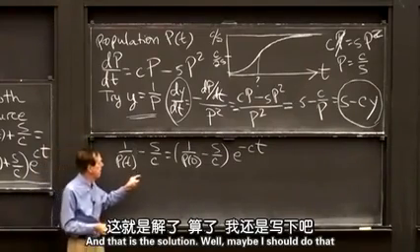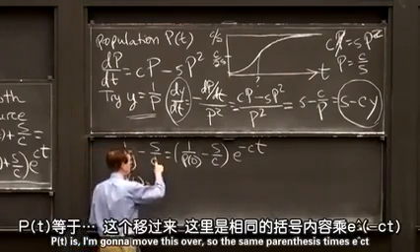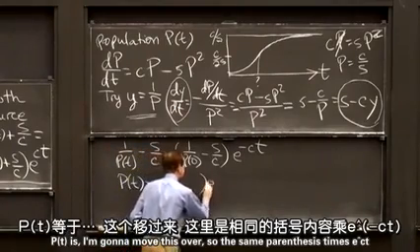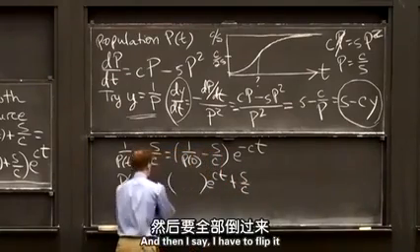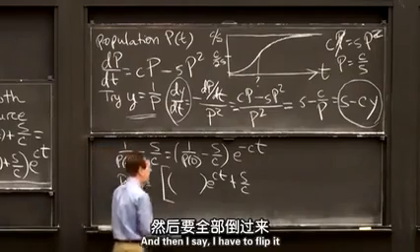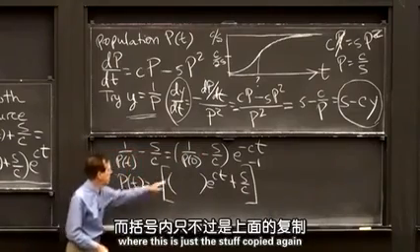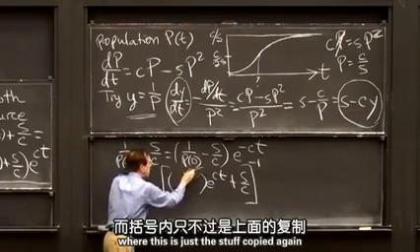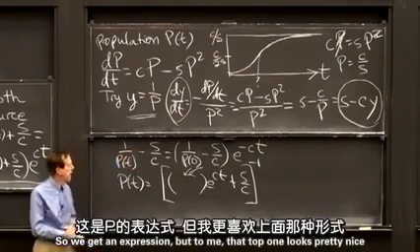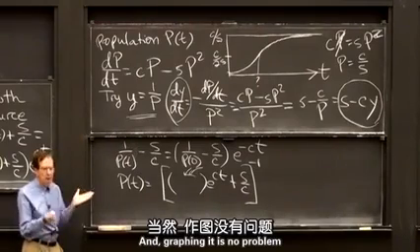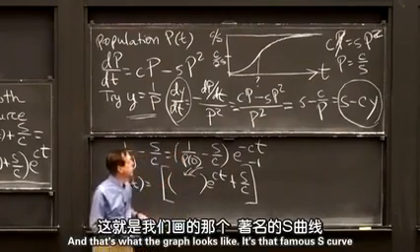And that is the solution. Well, maybe I should do that. P of t is, I'm going to move this over. So the same parenthesis times e to the ct plus s over c, I moved that over. And then I have to flip it. So it's 1 over that. 1 over all that stuff. Where this is just this stuff copied again. So we get an expression, but to me that top one looks pretty nice, and graphing it is no problem. And that's what the graph looks like.